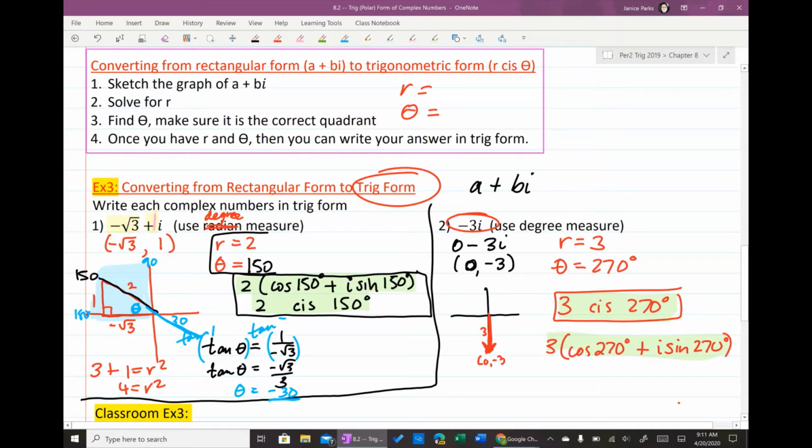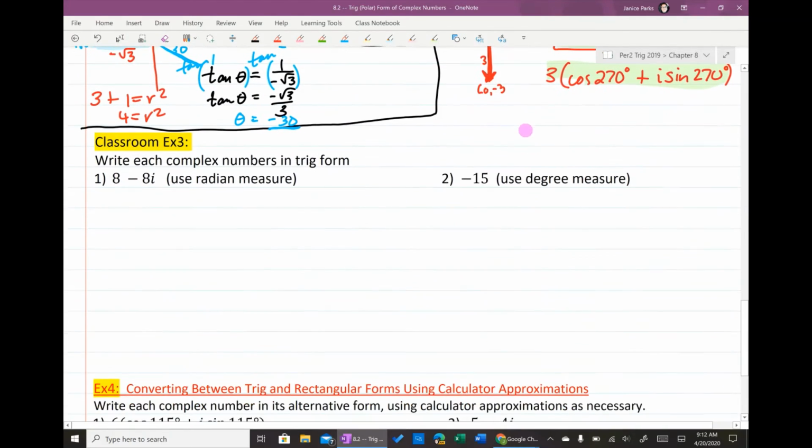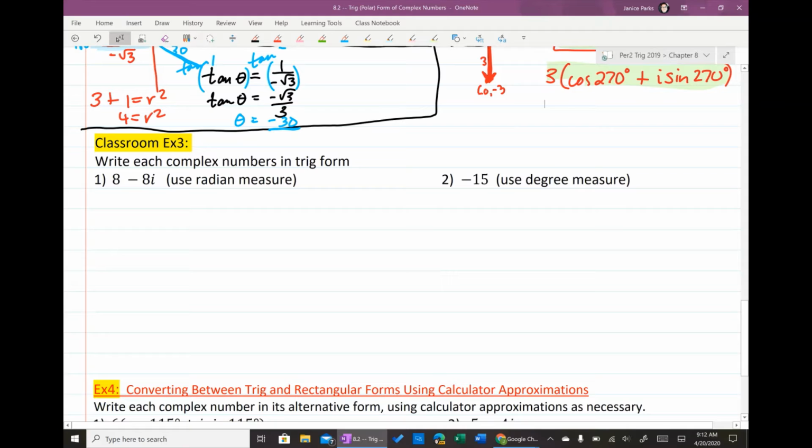Go ahead and try the next two, and that's all we'll do for this video. So try the next two problems, pause the video, and then come check your answers. And again, just go ahead and do it in degree measure, not radian measure. We'll use degrees. So this point is 8, negative 8.